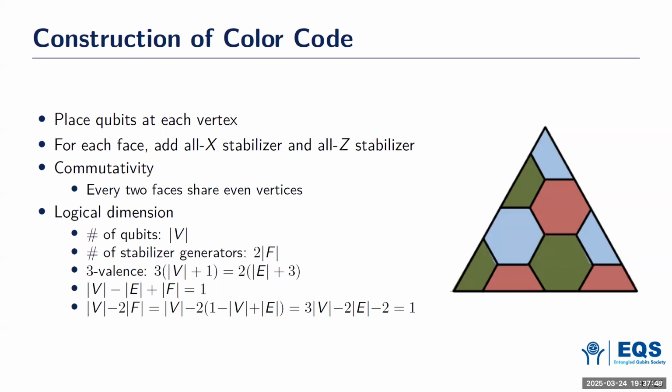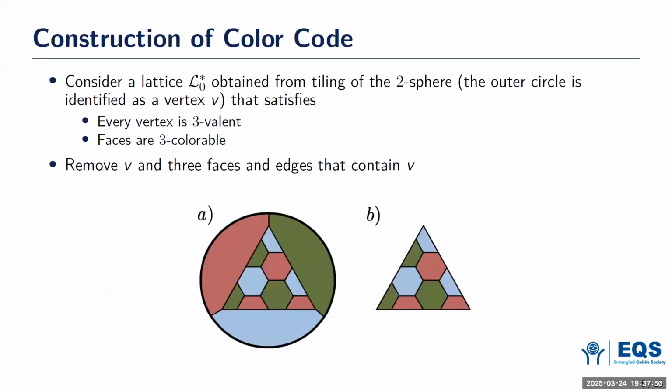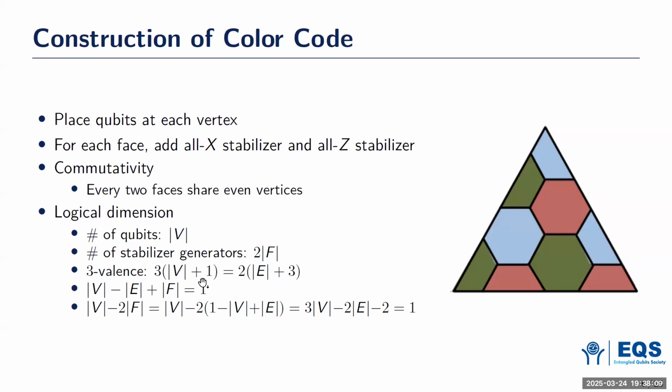And let's temporarily add one vertex and 3 edges, like figure A. And since it's 3-valent, 2 times the number of edges equals 3 times the number of vertices. So we get 3 plus 1 equals 2E plus 3. And from Euler's formula, V minus E plus F equals 1. And we can deduce that V minus 2F equals 1. So this encodes a single logical qubit.